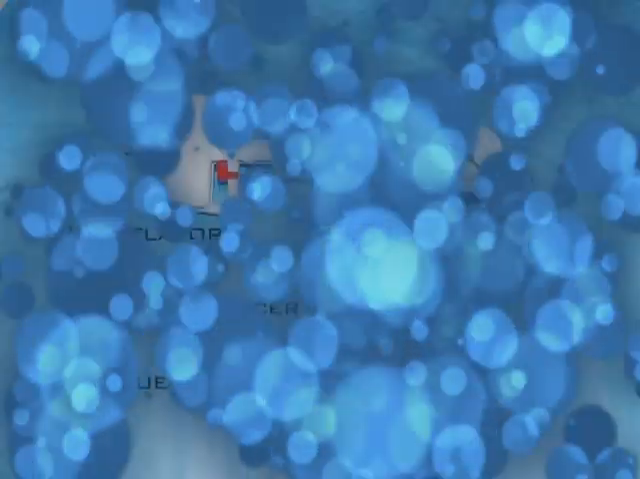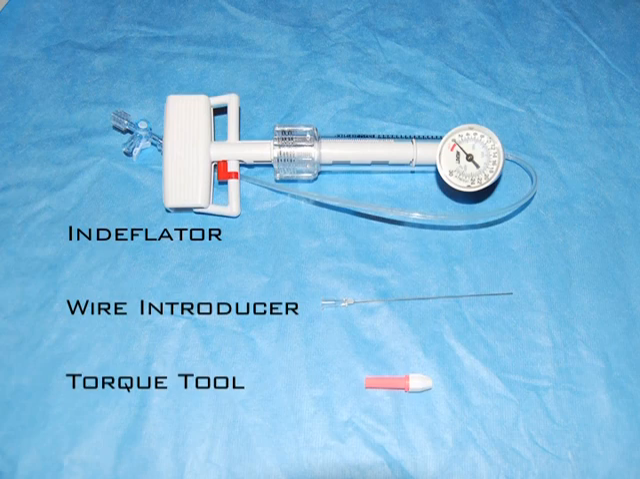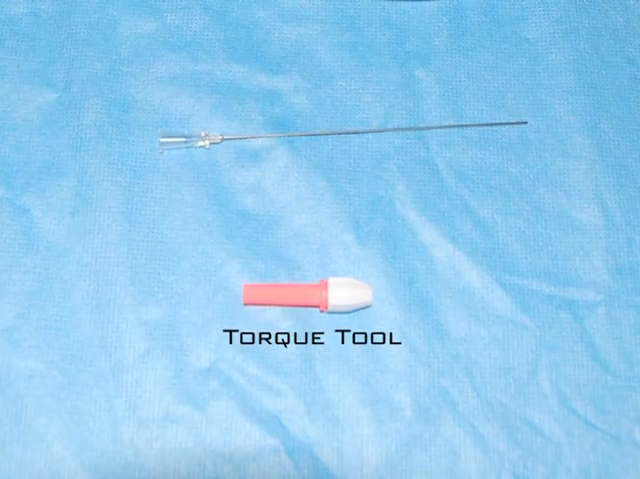An indeflator is coupled with an angioplasty guide wire introducer and an angioplasty torque tool. The torque tool is color-coded. It is a small pin vise which permits rotation of the angioplasty guide wire.